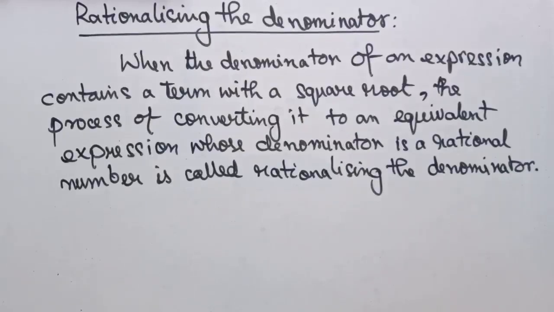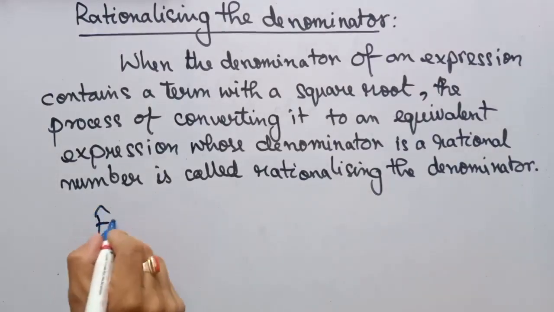Next, our topic is rationalizing the denominator. When the denominator of an expression contains a term with a square root, the process of converting it into an equivalent expression whose denominator is a rational number is called rationalizing the denominator. In other words, converting the denominator into a rational number is called rationalizing the denominator.